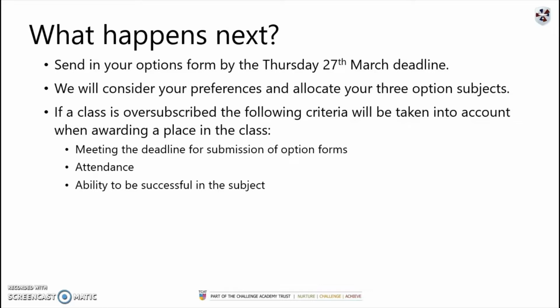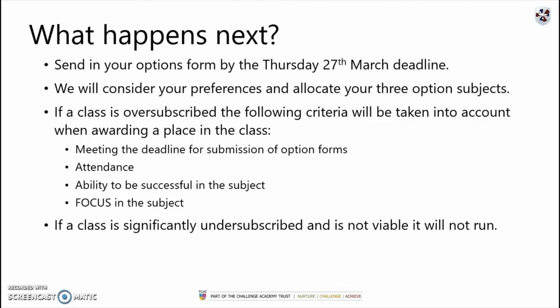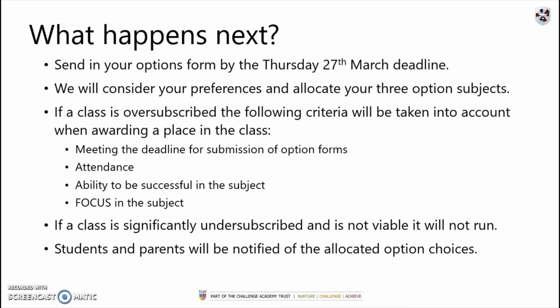The ability to be successful in the subject. This is absolutely crucial. We will make sure that students are going to be successful in the subject, and that will be one of the criteria for allocation if a course is oversubscribed. Focus in the subject. So if you work hard in a subject, if it's oversubscribed, you will be higher up the list than somebody who doesn't work hard in the subject. If a class is significantly undersubscribed and is not viable, it will not run. Schools cannot run extremely small classes. So we'll be looking at one of your other option preferences if a class was undersubscribed.